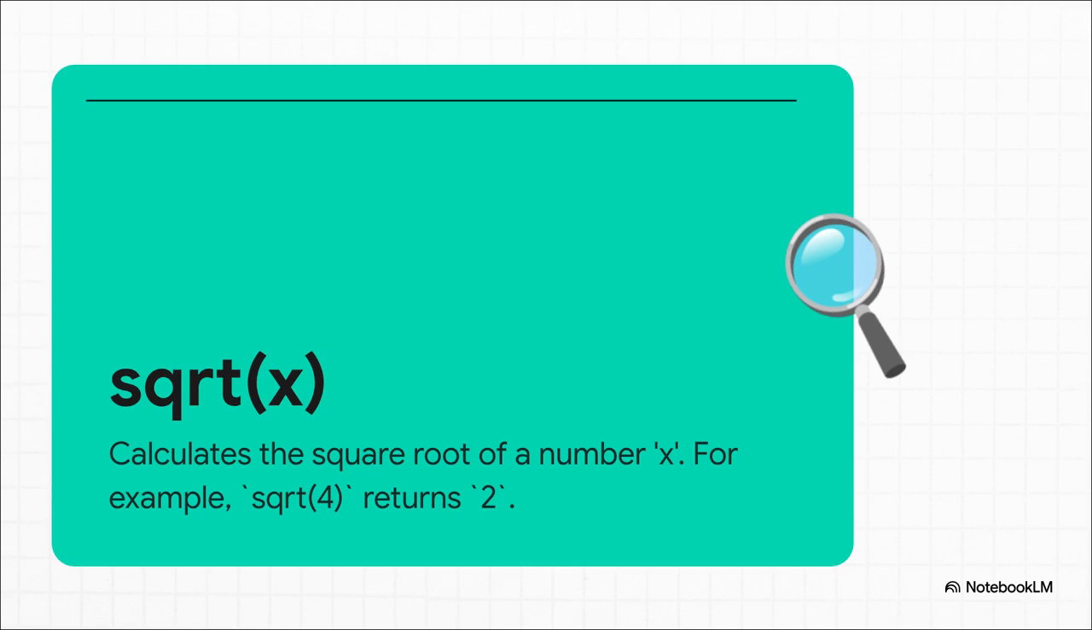It's as simple as it sounds. You just feed it a number, like sqrt of 4, and it hands you back the answer, 2. It's a fundamental tool you'll see everywhere, from basic geometry to complex statistics.